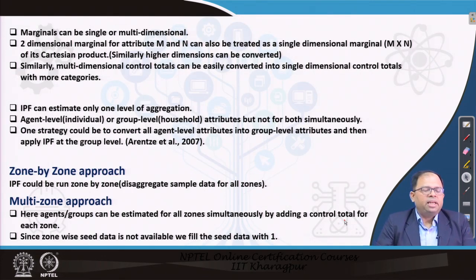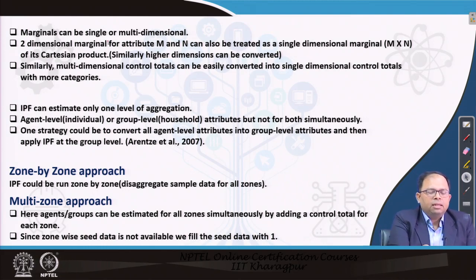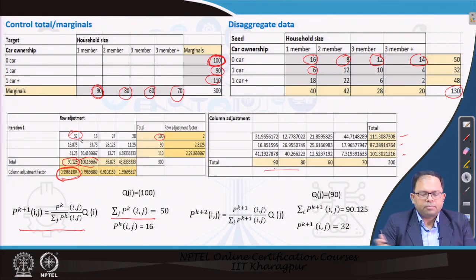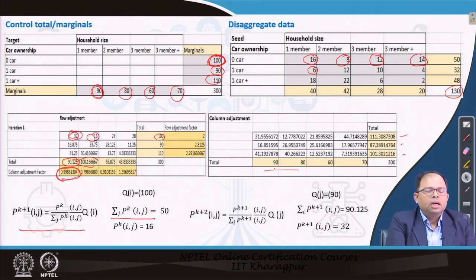As we have seen, marginals can be single, that means this is a single marginal, where we have to match these total values, and this is a two-way. If we need to match values where both the factors are required, like over here, if this becomes a marginal, then we will call it a two-way marginal. That means, 2 factors have to be matched.